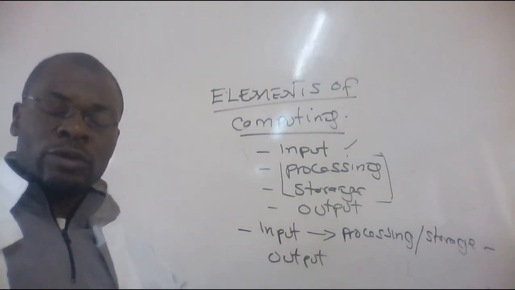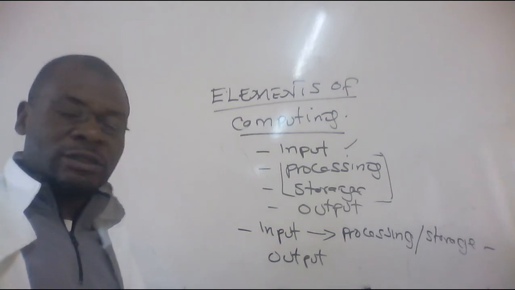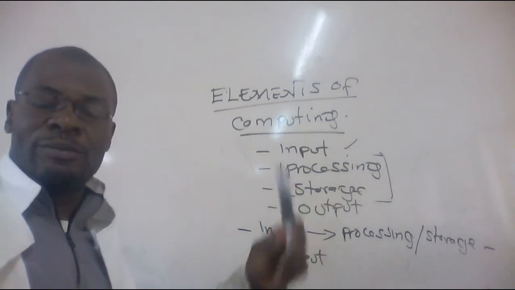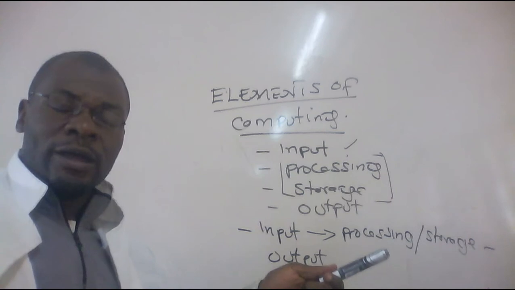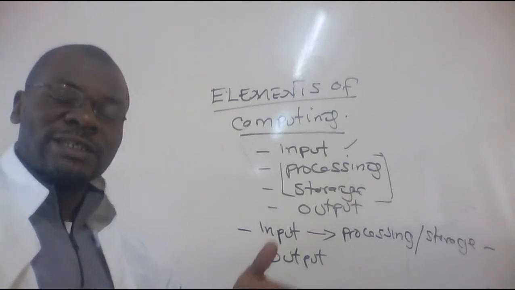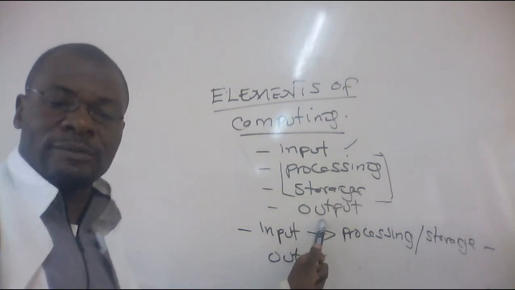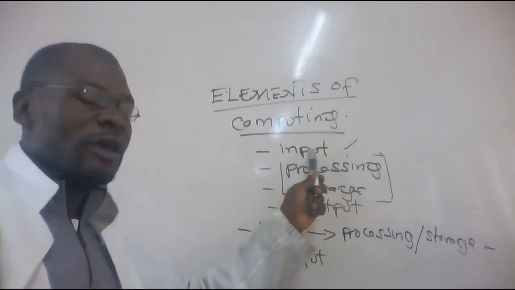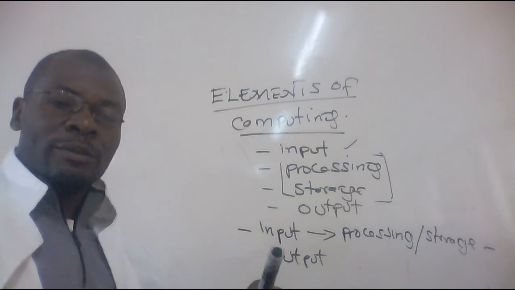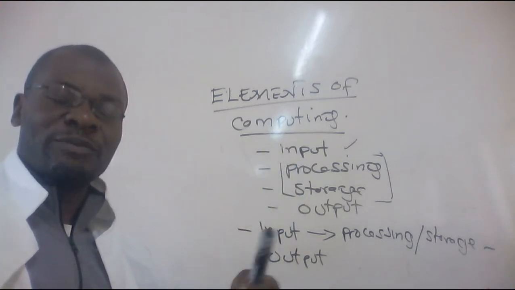Why is this so important to understand as students of computer studies? First thing first, the definition of what a computer is comes from these elements. And when you define a computer, leaving out any of these elements, it's technically a wrong definition. You can define a computer as an electronic device which accepts input, processes and stores data to produce the output. Like that, all the elements of computing would have been incorporated in a simple definition, and that type of definition is going to be accepted anywhere.